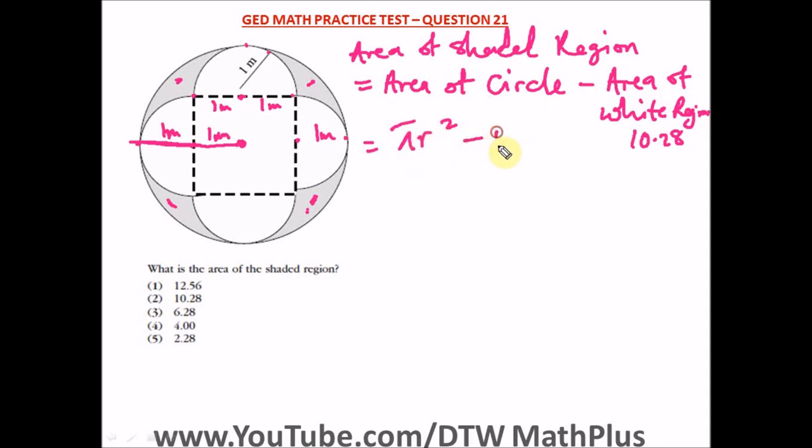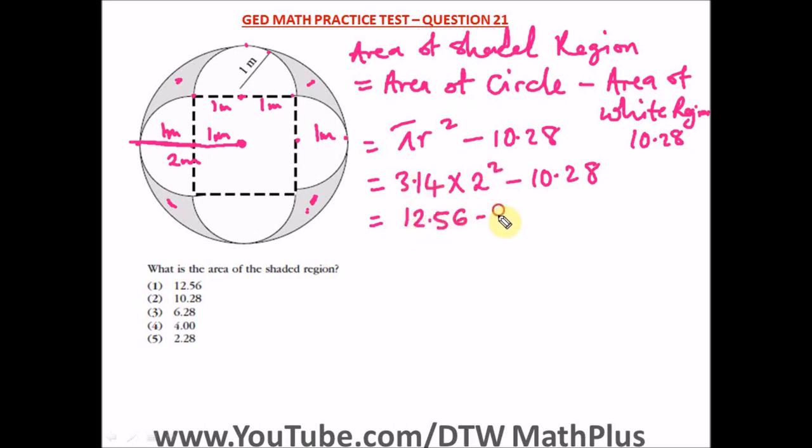This is pi r squared minus 10.28. So here we have 3.14 times what is our radius? This plus this is what? 2 meters. So we have what? 2 squared minus 10.28. Okay, and when we punch this in our calculator, this time this is 4, right? 4 times this will give us what? 12.156 minus what? 10.28. And when we subtract this, what are we going to get?